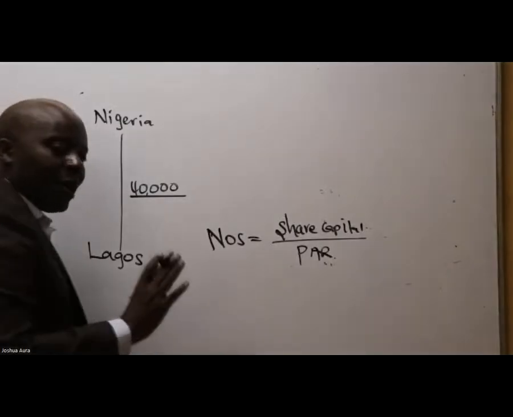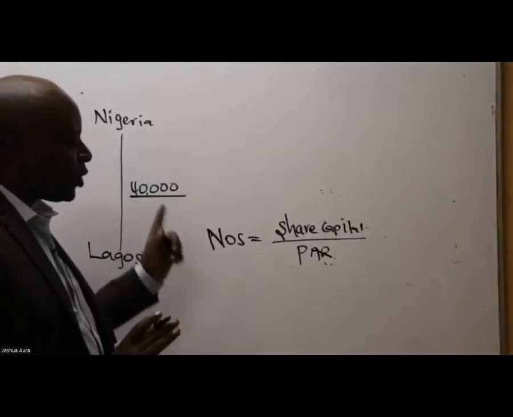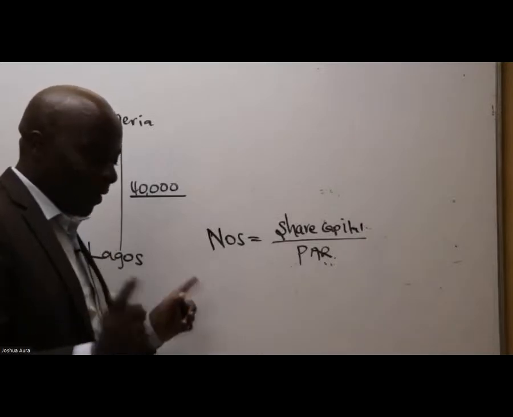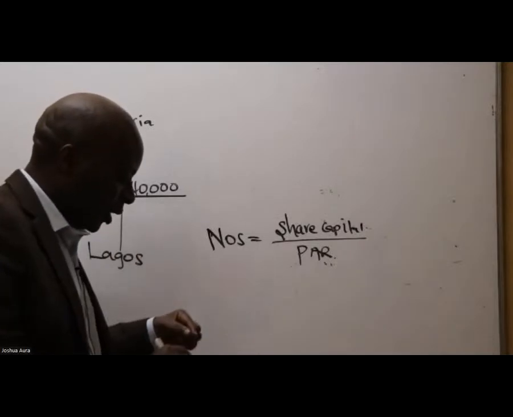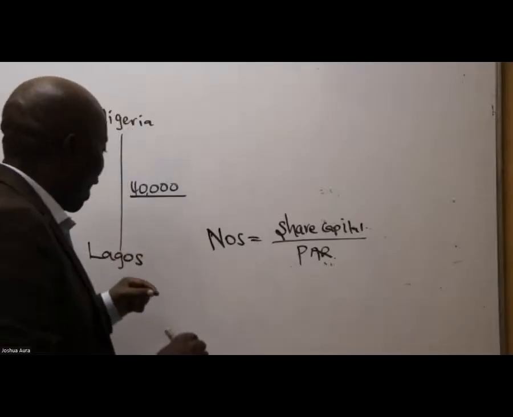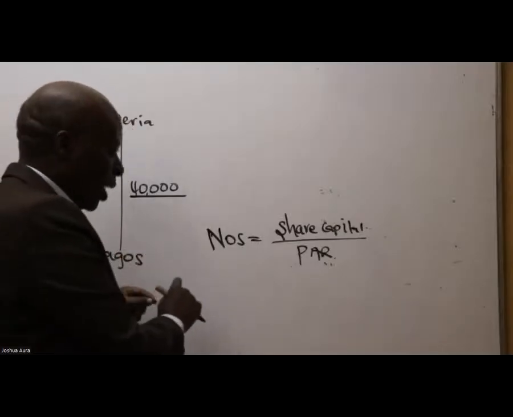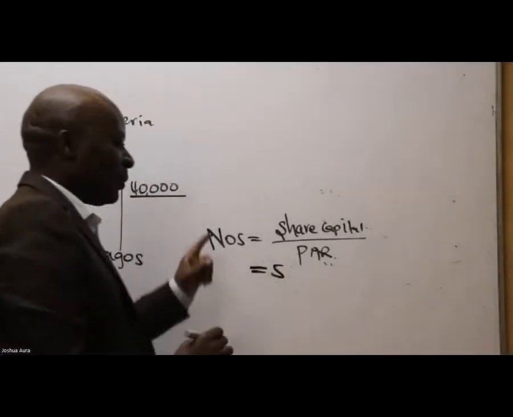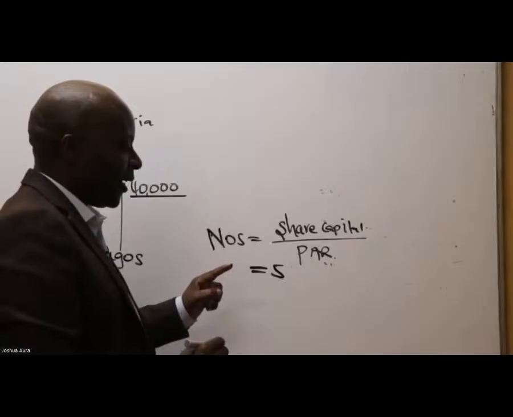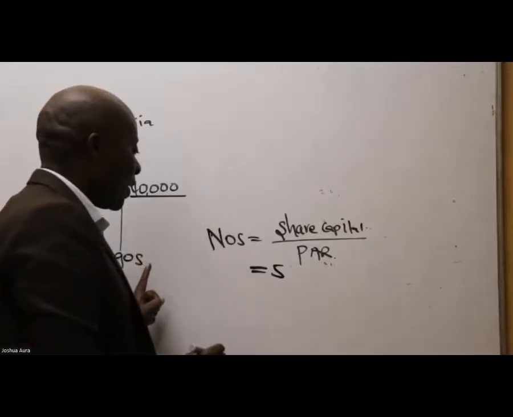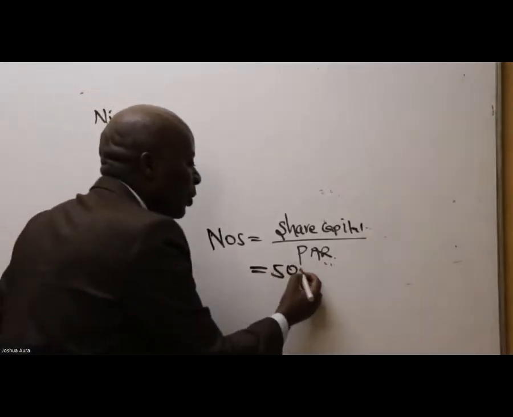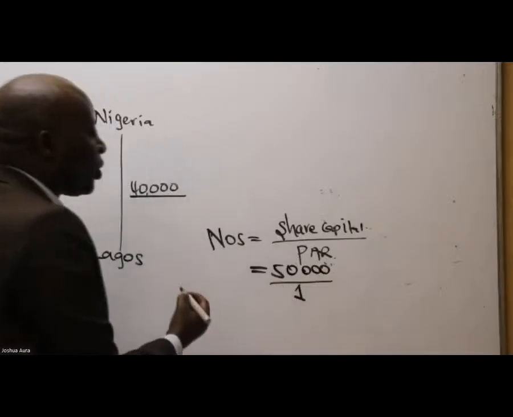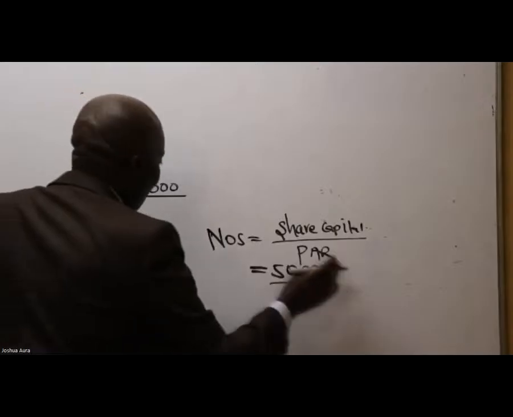So remember, I'm interested in getting the number of ordinary shares of the subsidiary, not the parent. We bought 40,000 shares. How many shares does it have in total? So the share capital of this company Lagos is 50,000, and the par value they've said is 1. So in total, the number of ordinary shares here is 50,000.